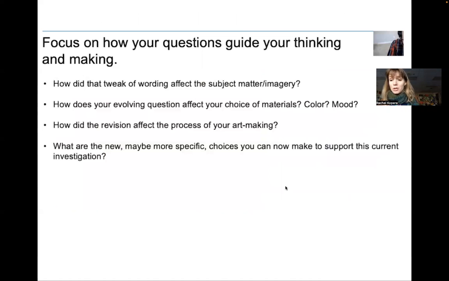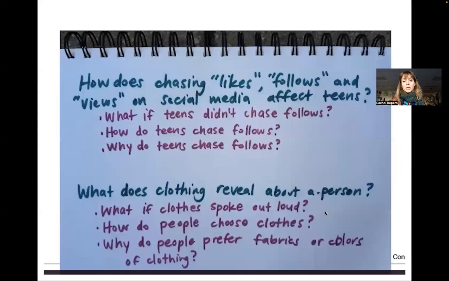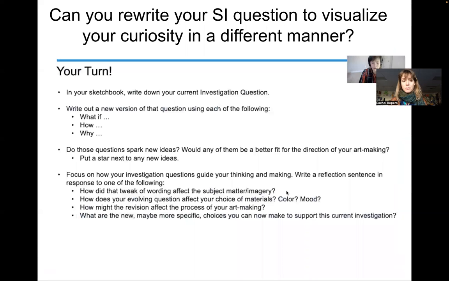What I want you to do today is write out your SI question and then go through this process to ask your questions about how you can tweak your wording, evolve your question, and revise your art making. How can you make it new and more specific? In order to do that, go ahead and write your question out like so, and then use the sentence starters: why, how, and what if. You can pause the video and look at some examples.